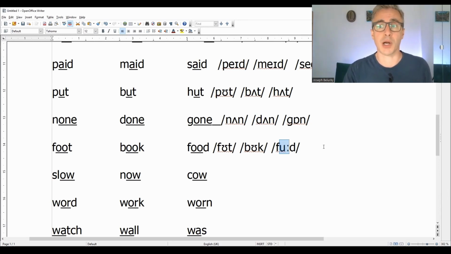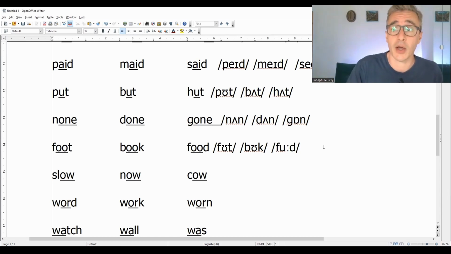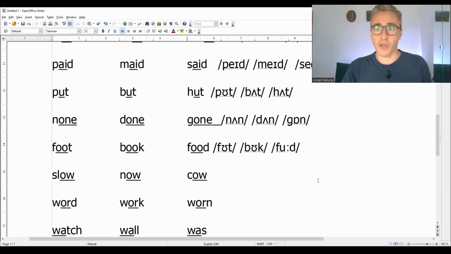So be careful with these double O's. It could be that long vowel or it could be that short vowel. Sometimes the only way you know is by listening or checking the IPA. So we've just got 3 more rows to do. Hopefully you're doing really well and you've got lots of points so far and you have perfect British English pronunciation. Let's try out this next one.